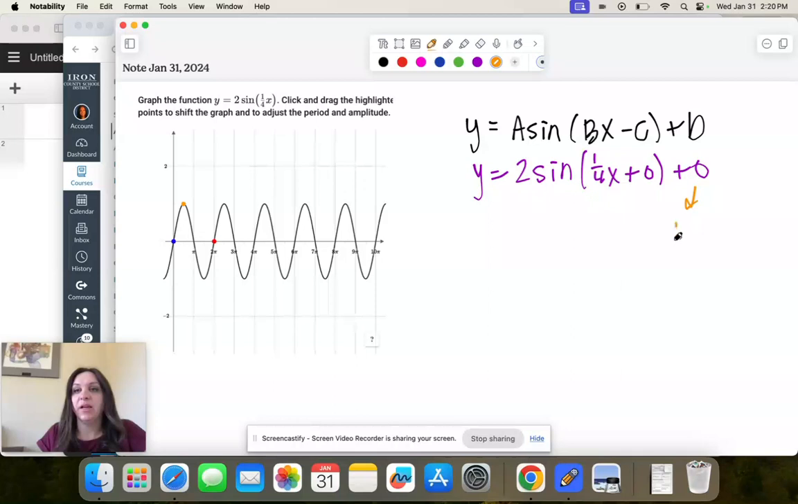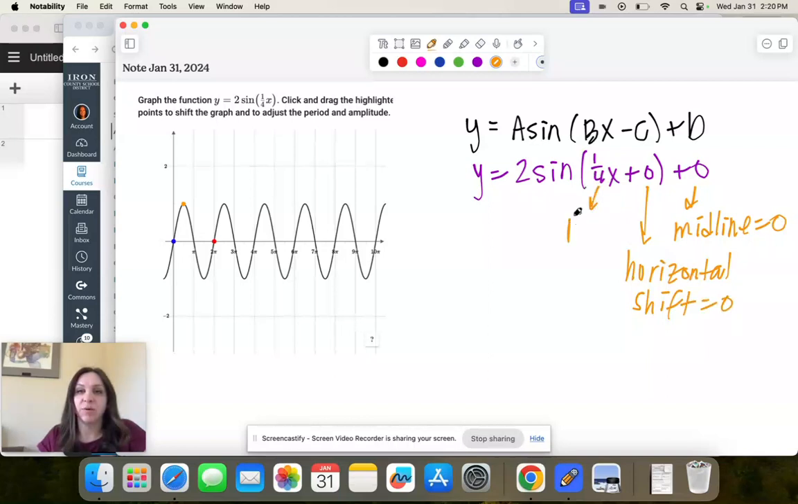So our midline equals 0. Sorry about the bell. Midline is 0, and then our phase shift, or our horizontal shift, is 0. So all we're worried about is our period. That's where the b comes from, and our amplitude.